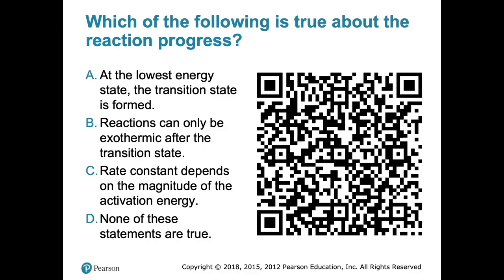We also know that a reaction doesn't have to be exothermic all the time, right? It can also be endothermic. So that's incorrect. But this one right here, the rate constant depends on the magnitude of the activation energy, that makes sense, right? If the activation energy is lower, then the speed can be faster. Does that make sense? I did not outrightly say that, but I was hoping you would make that connection, which most of you did. I'm very proud. Good job.